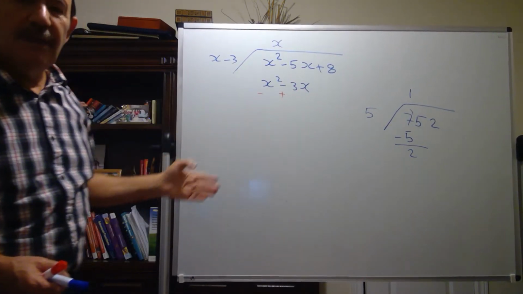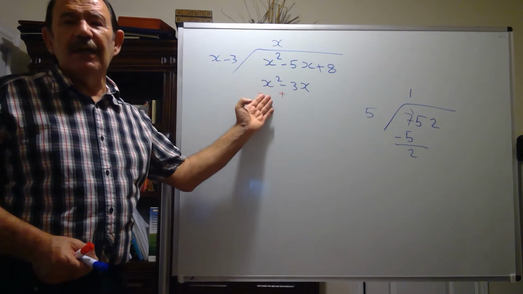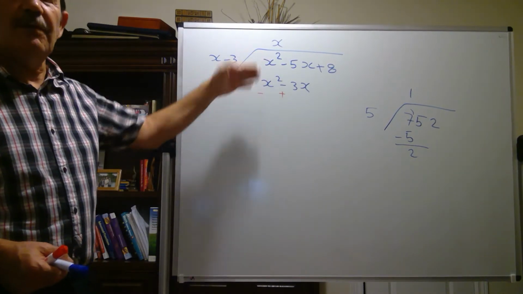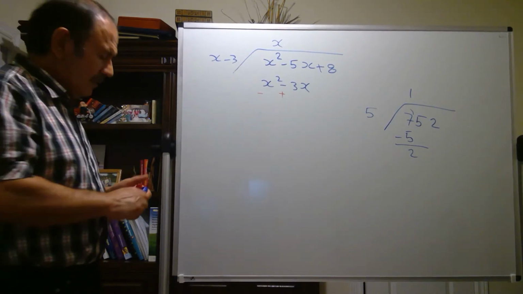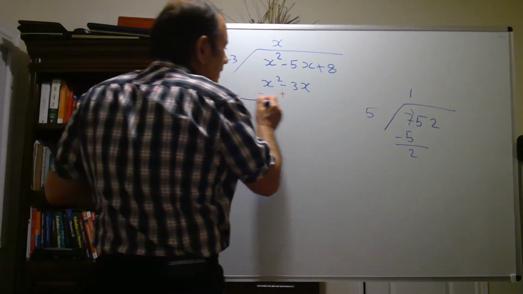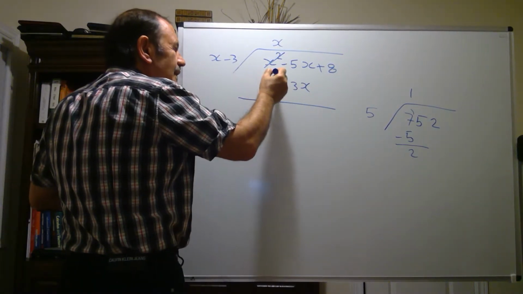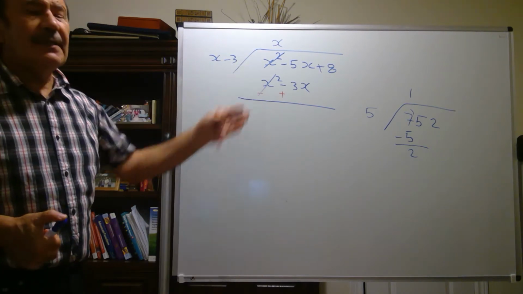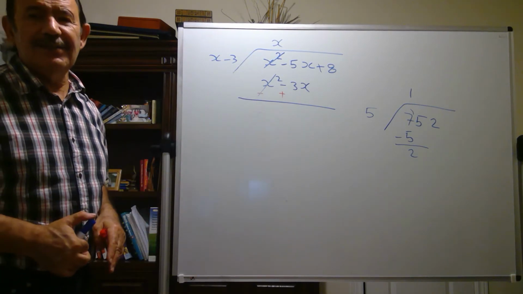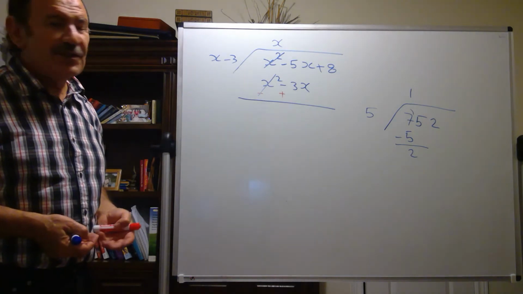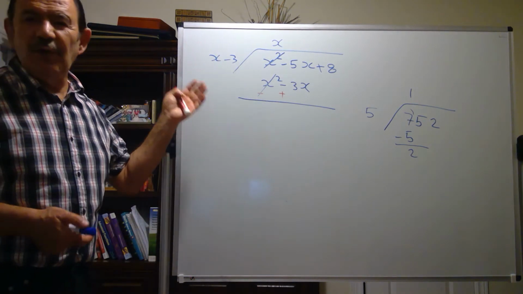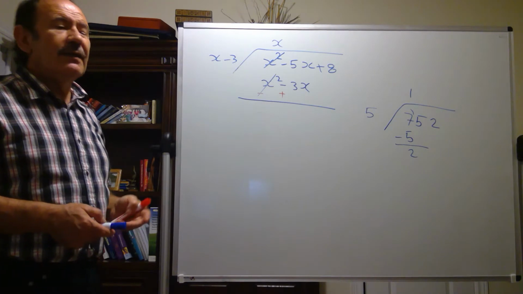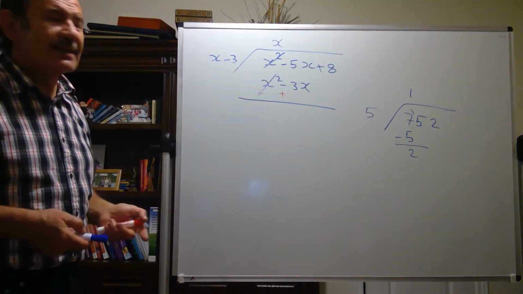Just simply opposite the sign, and then add top and bottom. X squared minus x squared, these two cancel each other. And remember, the first term should always cancel each other. If they are not cancelling each other, you made mistakes somewhere. Go back and check your calculation. The first term should always cancel each other.